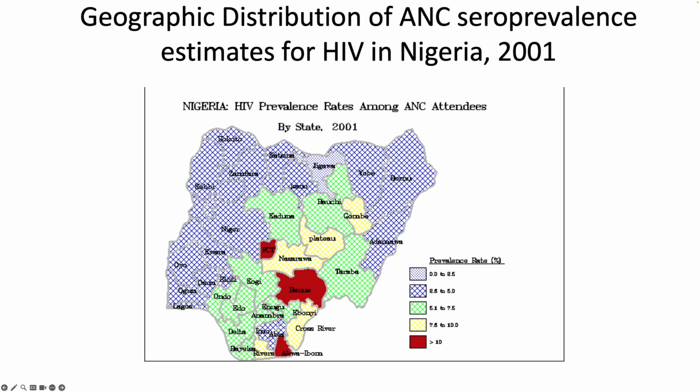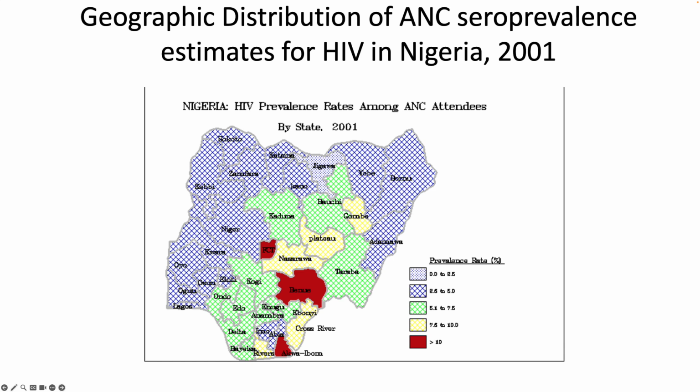And the antenatal clinic prevalence estimates were also mapped by state. And you can see here that antenatal clinics from some states had significantly higher prevalence than those from other states. And in some cases, the estimates were more than 10% prevalence in two states and the federal capital territory.